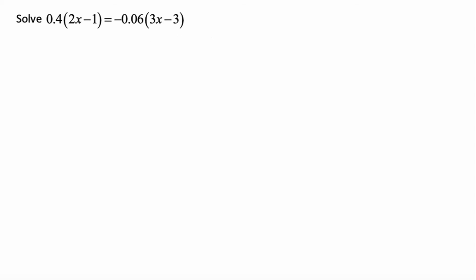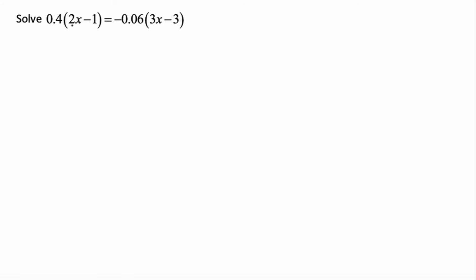All right, so here we want to solve this equation. We have 0.4 times, in parentheses, 2x minus 1 equals negative 0.06 times, in parentheses, 3x minus 3. Okay, so once again, we see the parentheses, and we see the decimals as well.